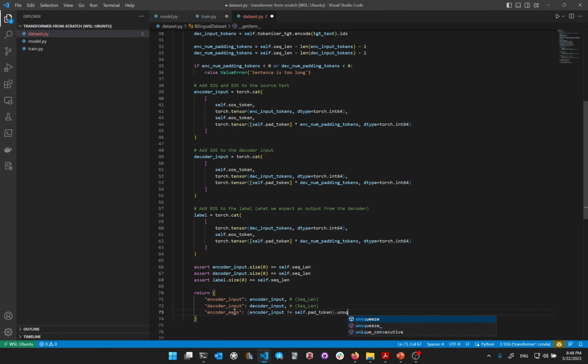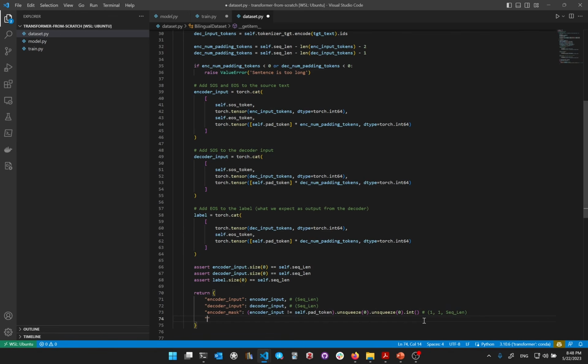We also unsqueeze to add this sequence dimension and also to add the batch dimension later. And we convert into integers. So this is 1 by sequence length, because this will be used in the self-attention mechanism.